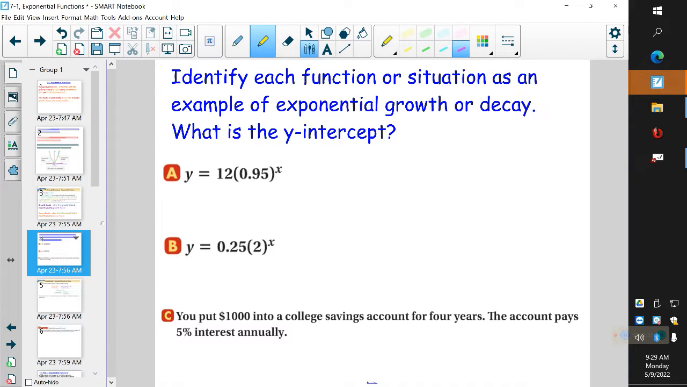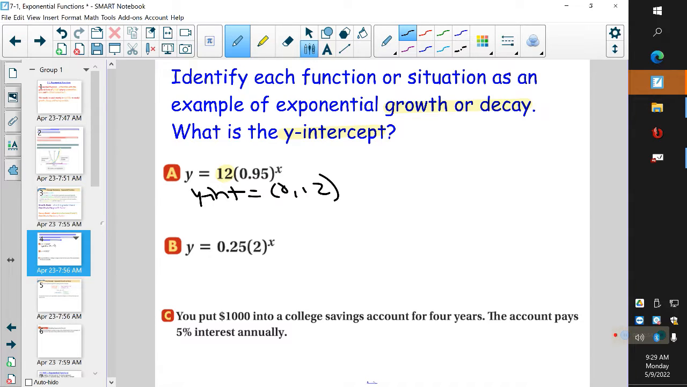Now, it says to identify each function or situation as an example of exponential growth or decay, and then also say what the y-intercept is. So we want to know growth or decay and the y-intercept. Those are your key goals here today. So our y-intercept is super easy. It's going to be this. So our y-intercept is the point 0, 12.